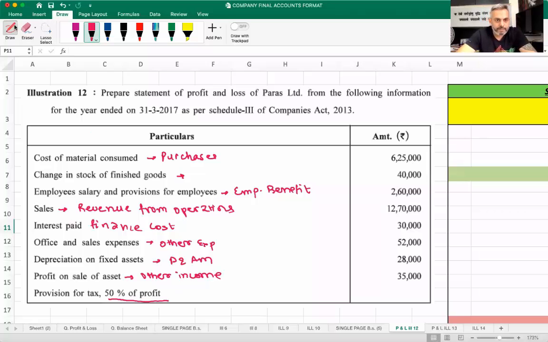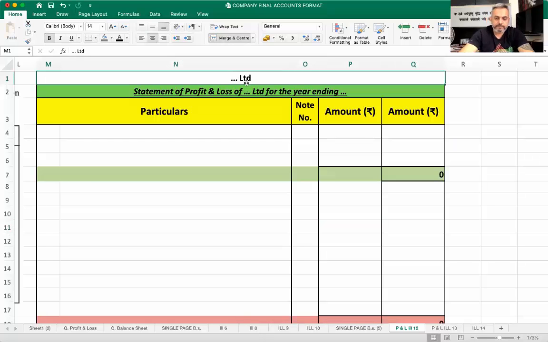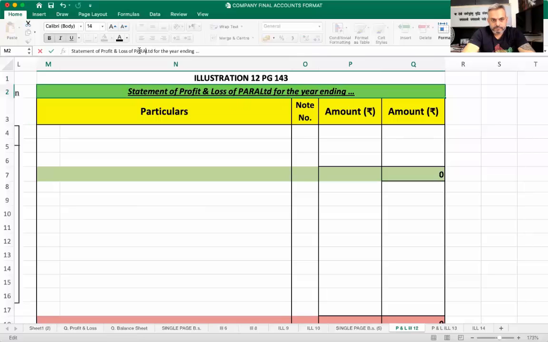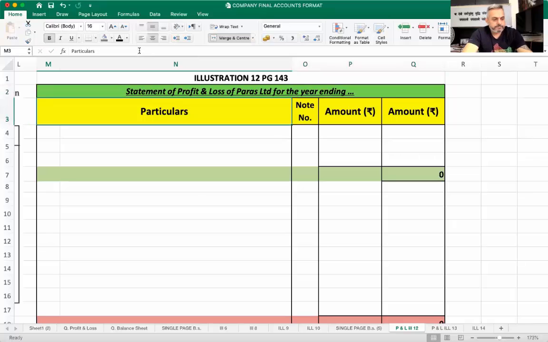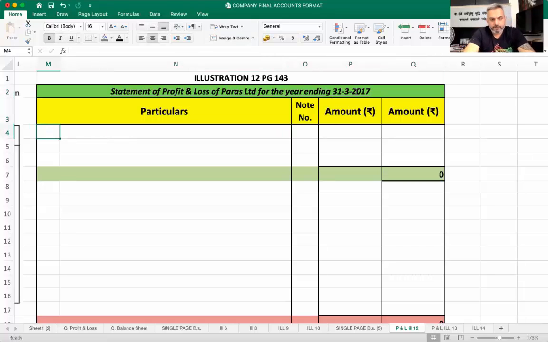So now let's start one by one. Write the heading first of Paras Limited. Says similar exercise sum is already solved in my video lecture, so you can watch it. Illustration 12, page number 143. Okay. For year ending 31st March 2017. So let's start with first one.